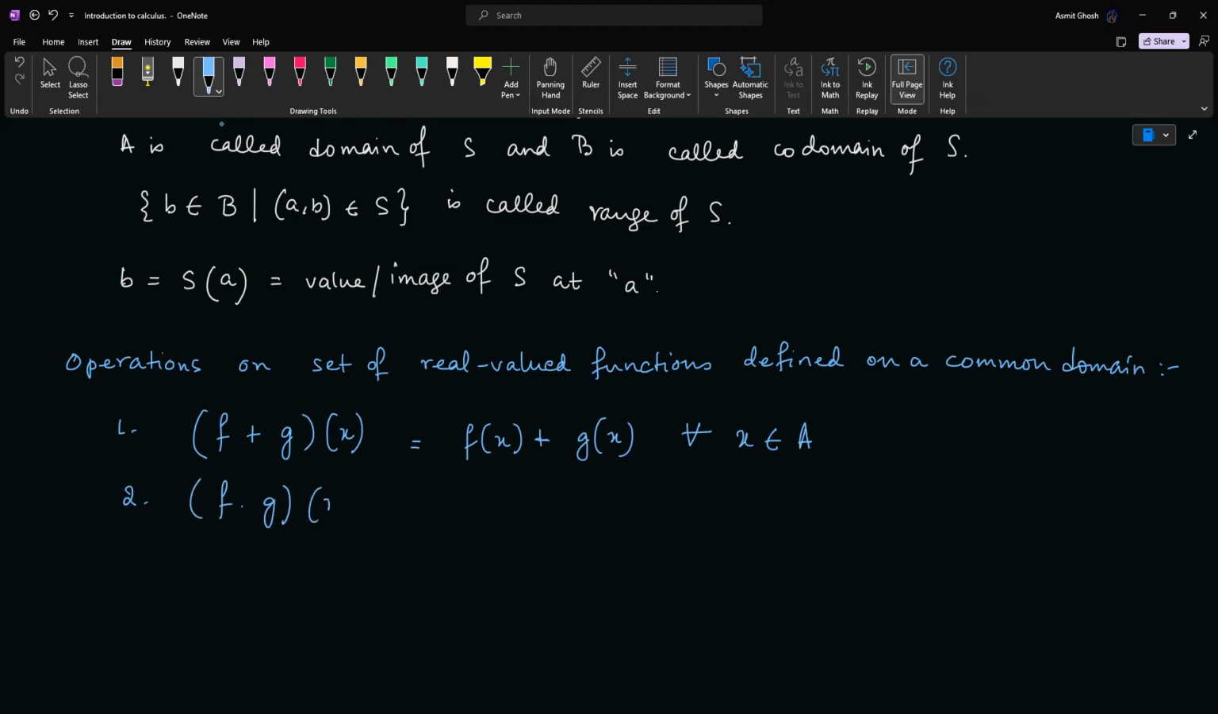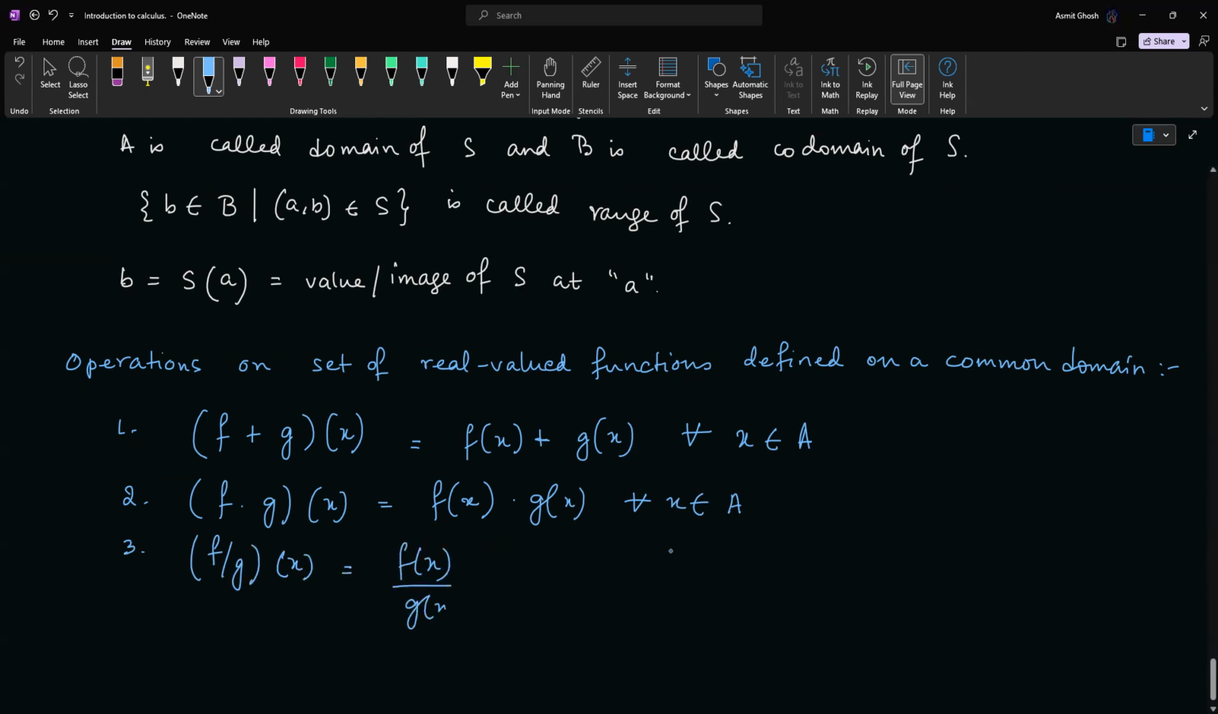Secondly, f into g of x, where f and g are functions of x, implies f of x into g of x, such that x belongs to A. Thirdly, f by g of x is equal to f(x) by g(x), such that x belongs to A and g(x) is not equal to 0. Okay, fine.